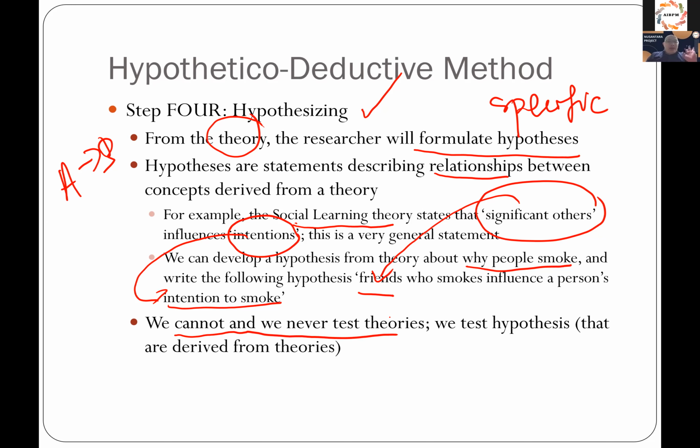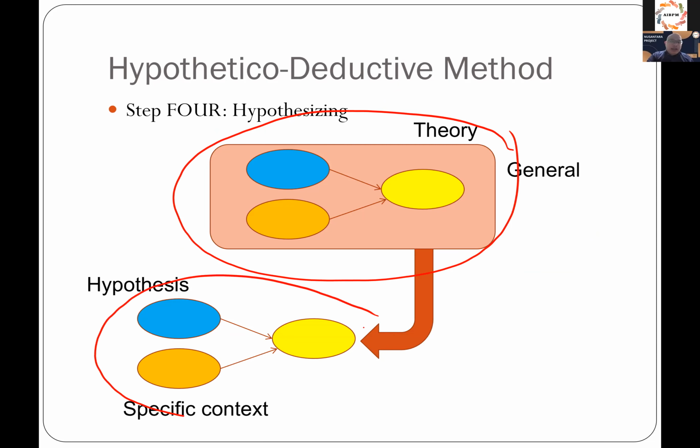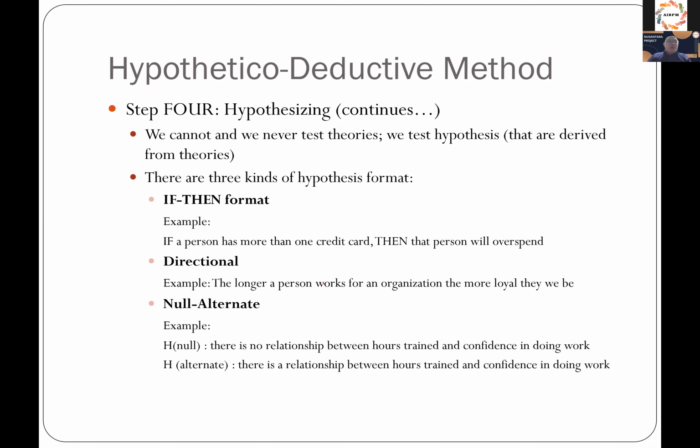So that's why we cannot and we never test the theory, but we will make it into a hypothesis so that we can test. Why? Because a hypothesis is very specific and then we can test from the hypothesis. All right, so this is the example. This is the theory, very general. You need to make it very specific in your context so that you can collect data based on what you have narrowed down. So for hypothesis, we have three types.